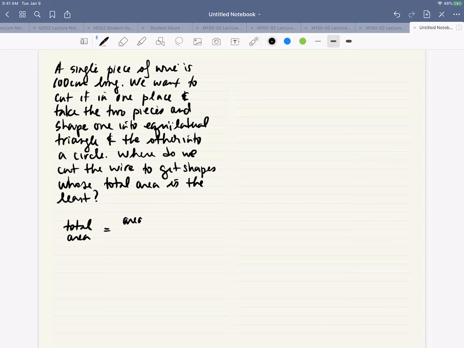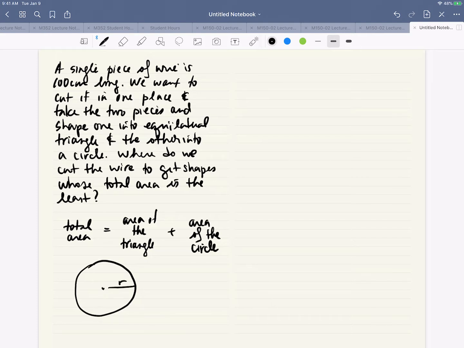That's the area of the triangle plus the area of the circle. So let's find expressions for each of these. The one that's probably most familiar to us is the area of a circle. So if I have a circle, and I know its radius, for example, I know the area is pi r squared. So I can use this formula for the area part.